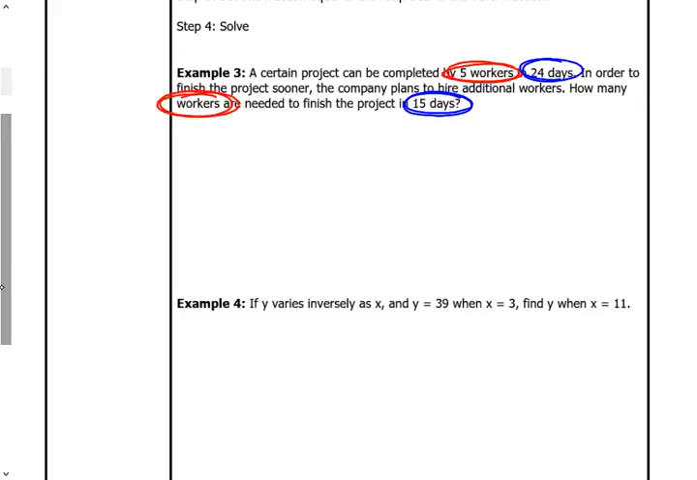Think about what that's going to be. If I'm doing a project and it takes 5 of us 24 days to do this, if I want to bring the time down, if I want this value to come down, don't I need to add workers to that? So my number of workers needs to actually go up. And that's what inverse relationship means. That as one value is coming down, one is going up. So I'm going to set up my proportion. There's my workers.